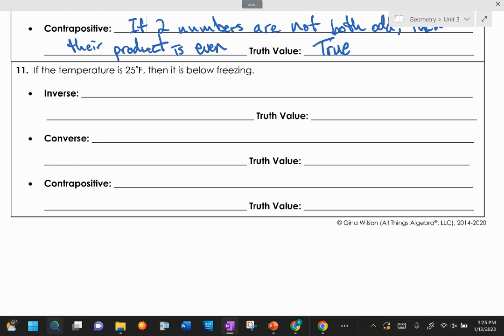Below freezing temperatures. If the temperature is not 25 and it is not below freezing, I'm guessing that's true. If that be true, false 15.